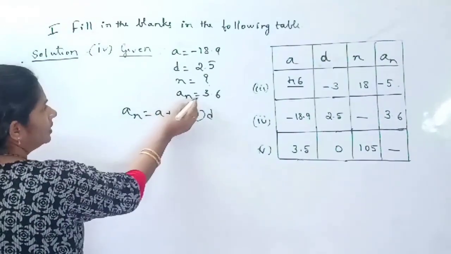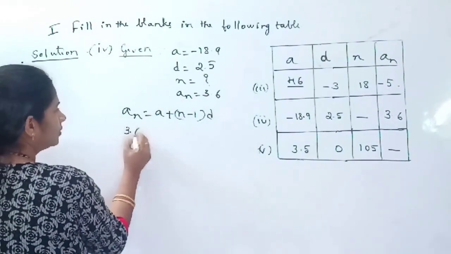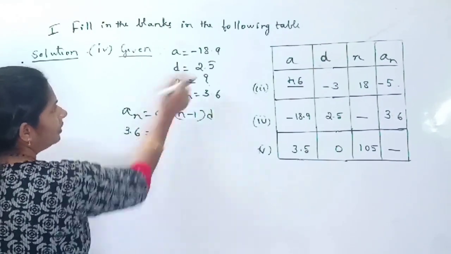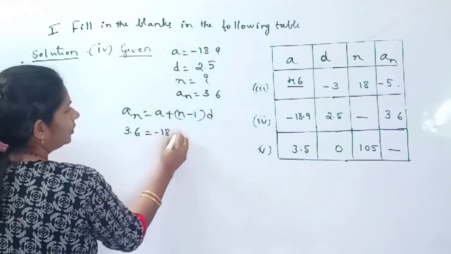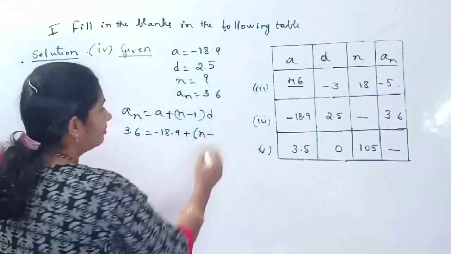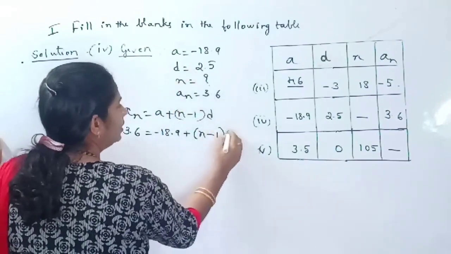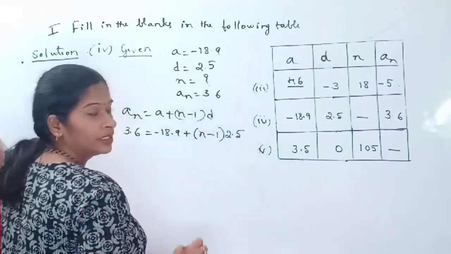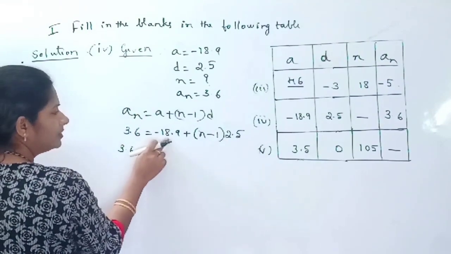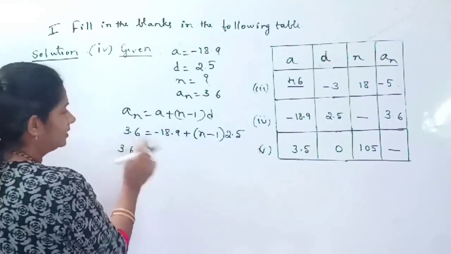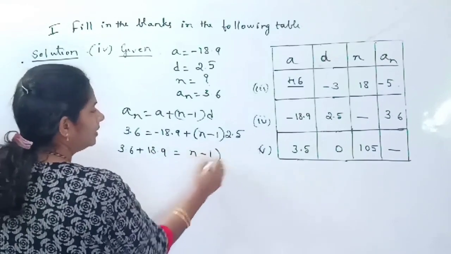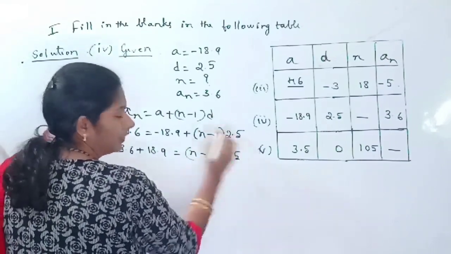So AN value is how much? 3.6. In place of AN, substitute the value: 3.6 equals A value, minus 18.9, plus N value, we don't know, write as it is, minus 1 into D. D value is 2.5. Next step, simplification, children. This minus 18.9 I'll transpose to the left hand side, so it becomes plus 18.9 equals (n minus 1) into 2.5.